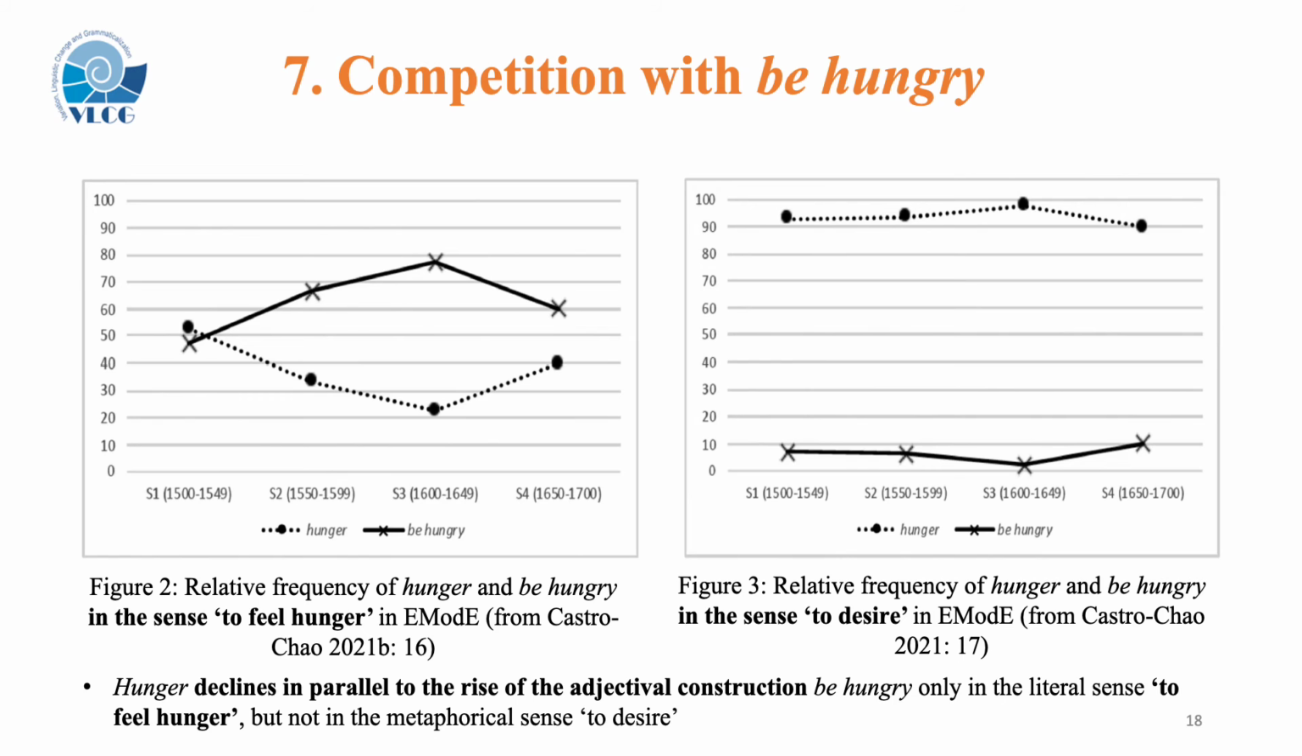However, in Figure 3, I look at the relative frequency in the sense to desire, and in this case, it is the verb that remains clearly predominant throughout the period. What this means is that hunger declines in parallel to the rise of the adjectival construction be hungry, but this happens only in the literal sense to feel hunger, but not in the metaphorical sense.